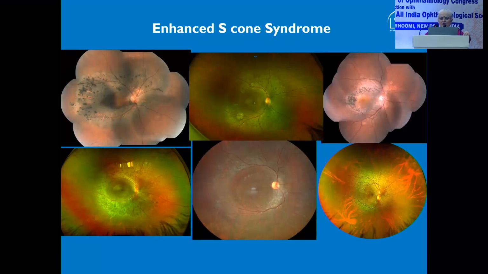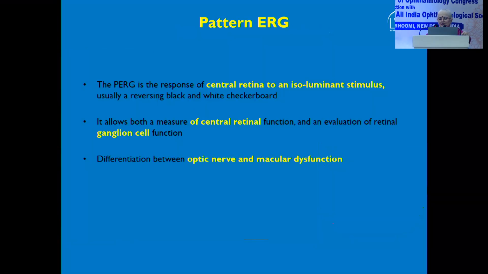So you can see here, sometimes these patients look like RP, but this is not RP. This is enhanced S-cone syndrome. It's very different from RP. It has much less progression, and they have very typical findings. But the ERG can tell us that this is not RP, because in RP you'll get a flat response, both rods and cones, because they're coming from there. But in enhanced S-cone syndrome, if you do the S-cone protocol, then you can see that the signals are coming from the S-cones. Now, that was about the flash ERG.